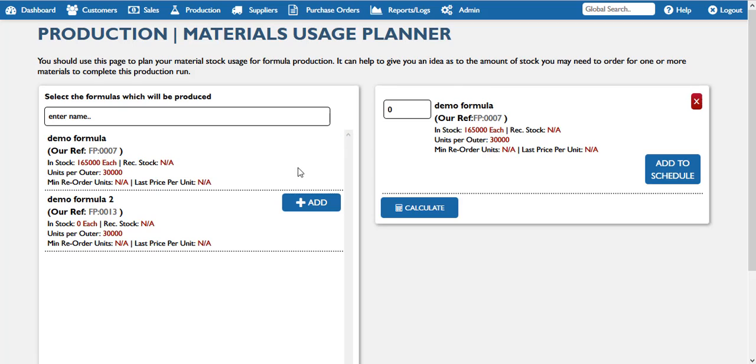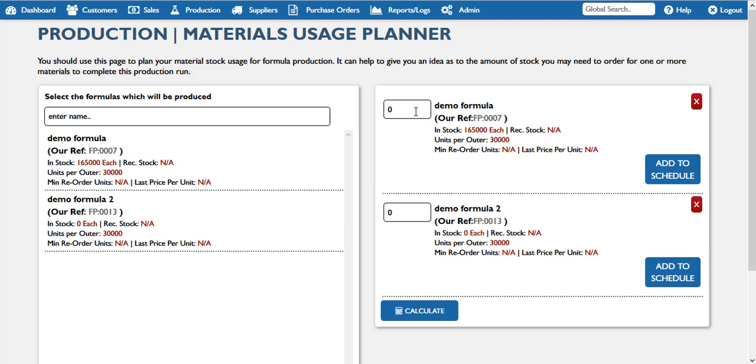So let's say we know we're going to make both of these at some point in the future. We're going to make 100,000 of that, and we're going to make 200,000 of that. We could get this information from looking at our production planner, or these could just be speculative planned productions.